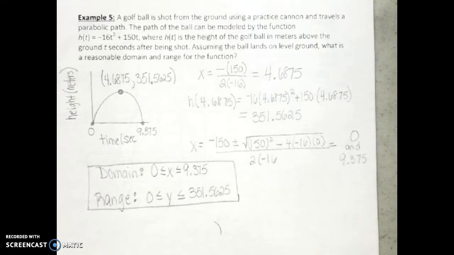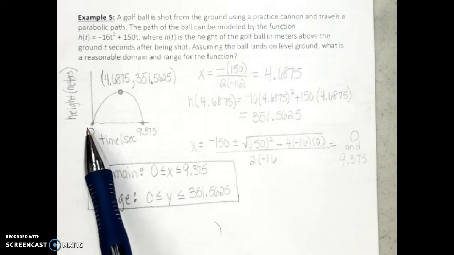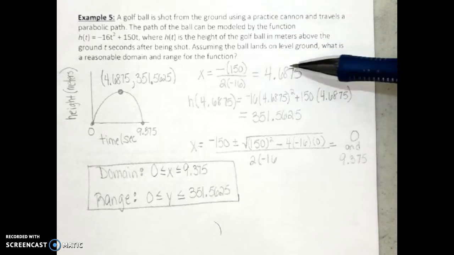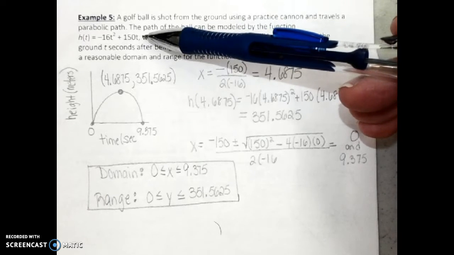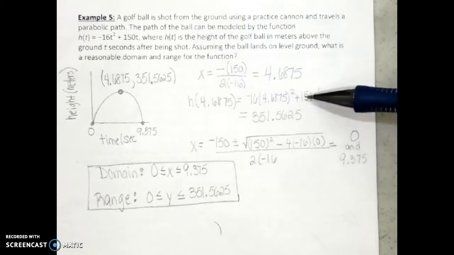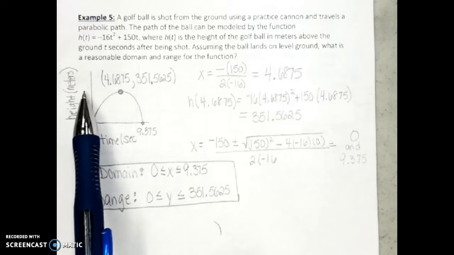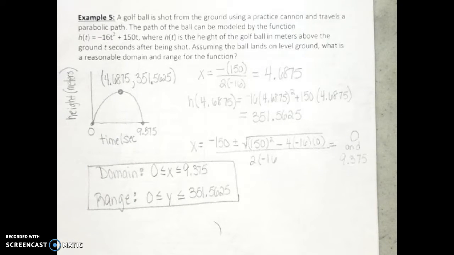If I need to know the range, I need to know the minimum, the lowest point I'm going to be at, which in this case is 0, and the maximum height. So how do I find the maximum? I find that vertex. Negative b over 2a. Here's my x. When I know x and I know the function, because it's given to me here in the problem, I plug it in. That's how I find my vertex. Knowing my vertex allows me to write the range. The height of my ball will be somewhere between 0 and 351.5625 meters.